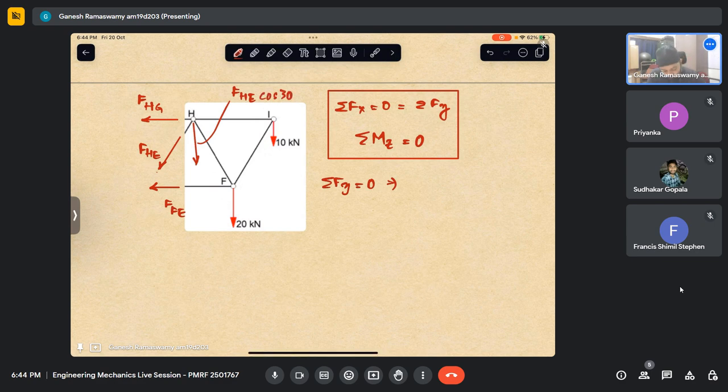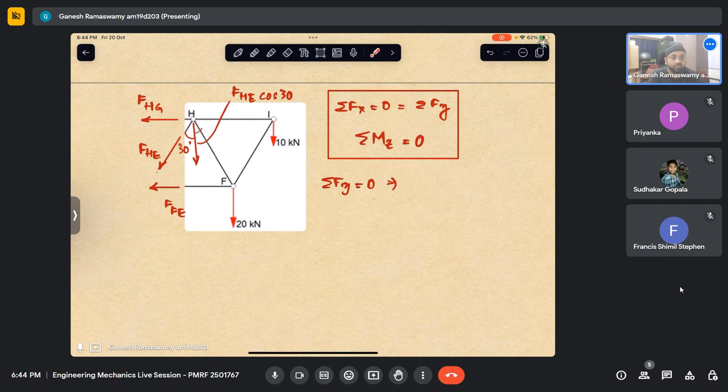Because the entire thing is 60, so this is 30 degrees. So Fhe cos 30 I get. Are there any other vertical forces? These two are vertical forces which are known. So just by taking this section and doing sigma Fy equal to 0, I can find out Fhe at once.